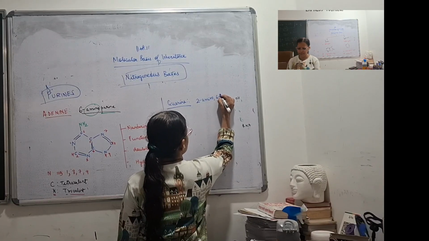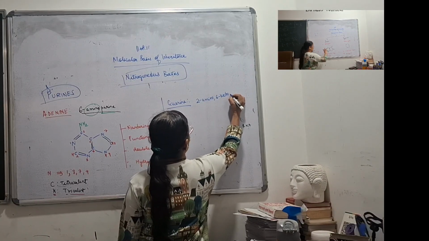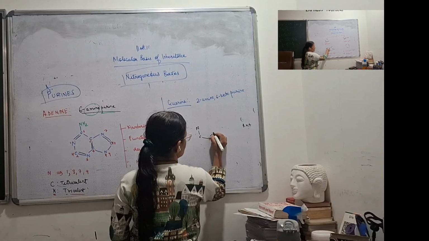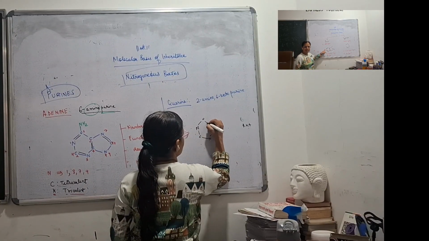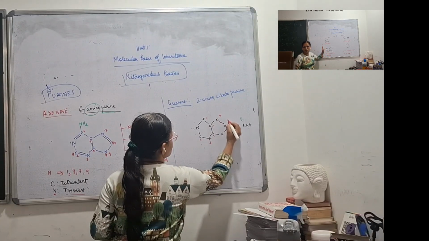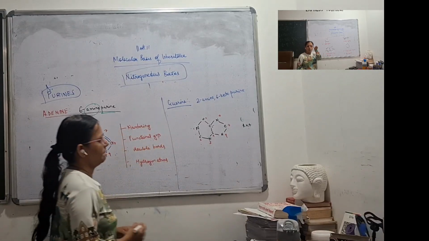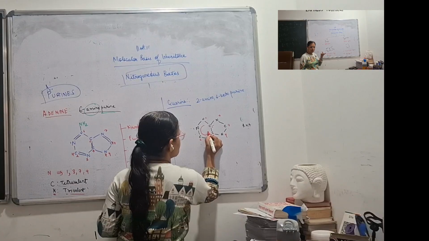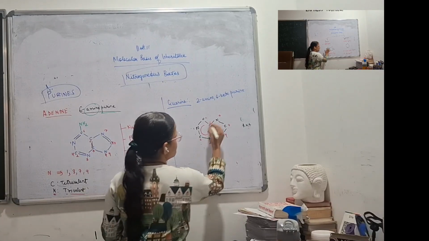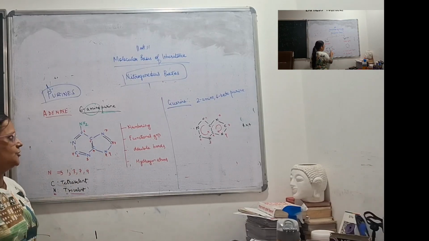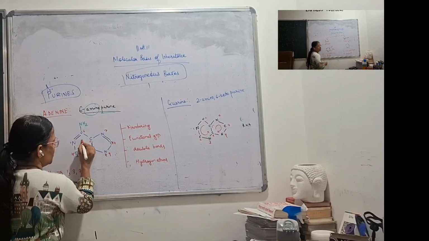2-amino 6-keto purine. Nitrogen, carbon, nitrogen, carbon, carbon, carbon, nitrogen, carbon, nitrogen. 4, 5, 6, 7, 8, 9. If you see that I have numbered like this in this ring, and in this ring I have numbered like this. Are you getting? Here I have numbered what?